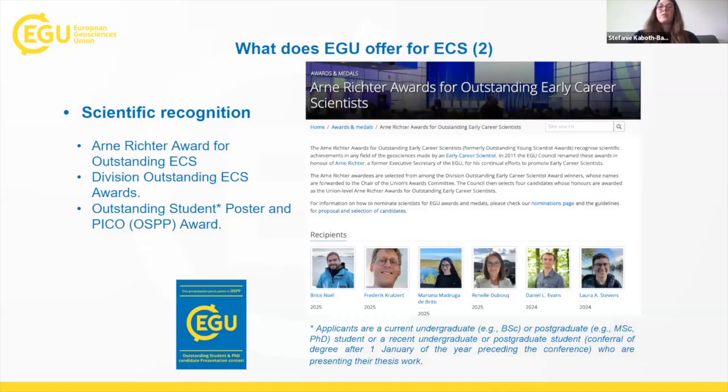So also tying into what Simon said, there's a whole bunch of awards and medals that aim directly at recognizing scientific excellence within the early career scientists network on a division level, on a union level, but not just for talks, but also for posters and for PICO awards. So there's a lot of availability of these kinds of medals and awards that can really help with your scientific career if that's what you're aiming for. And the nomination process, as Simon said, is basically open. And please consider nominating someone you know, or yourself, for these medals.